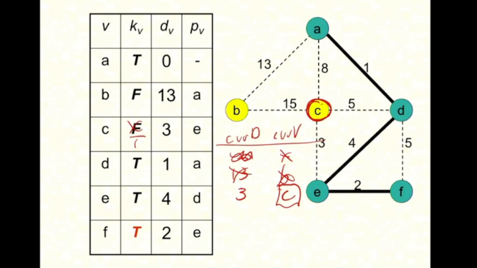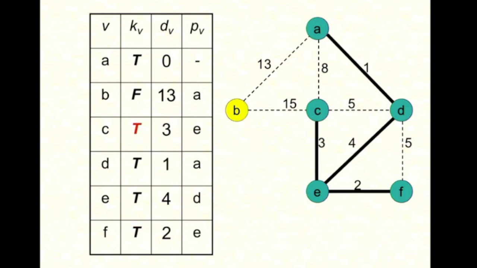And there we go. Now, step 3, update the false neighbors. Well, update anyone who's false. We check them all. A is true, can't change it. B is false at 13. C to B is 15. That's not an improvement, so we leave it alone. C, D, E, and F are all true. We can't update anybody who's true, so we go back through the outer loop.